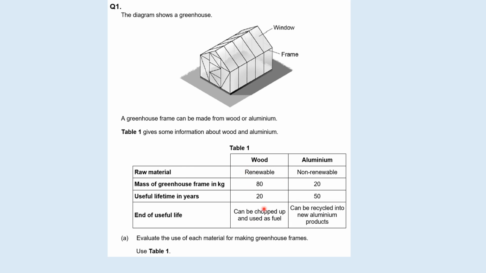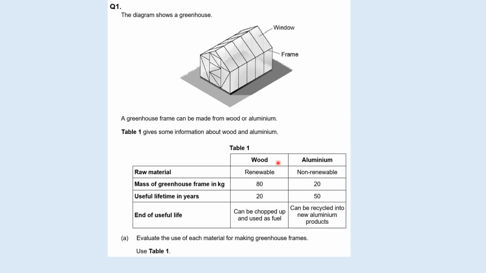So in this particular case, of course, you're going to be looking at wood and aluminium. Little tip, don't just quote stuff from a table. What I mean by that is, clearly you could just write wood is renewable. It has a mass of 80 kilograms. It has a useful lifetime of 20 years. This is just quoting facts. What you need to be doing is writing things that imply that you understand what these things mean. Yes, wood is renewable, so it will not run out. So you can plant more trees, something like that. So just make sure it is clarified that you know why it's a good point.